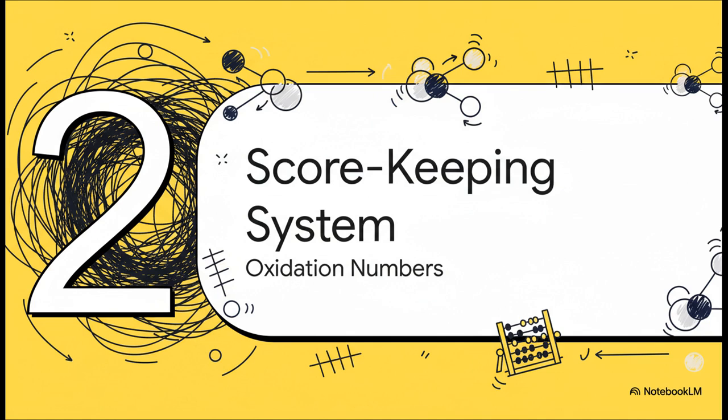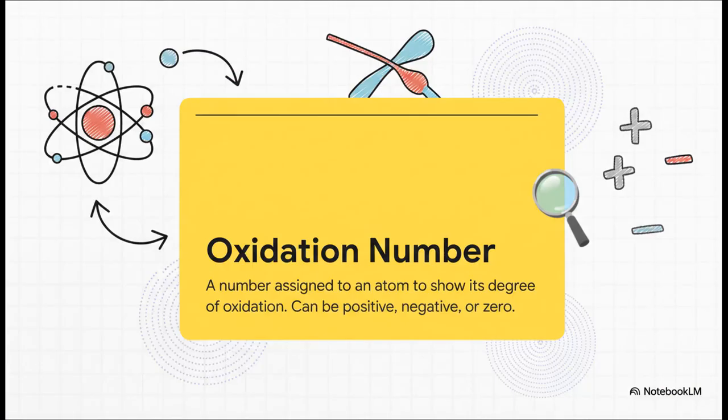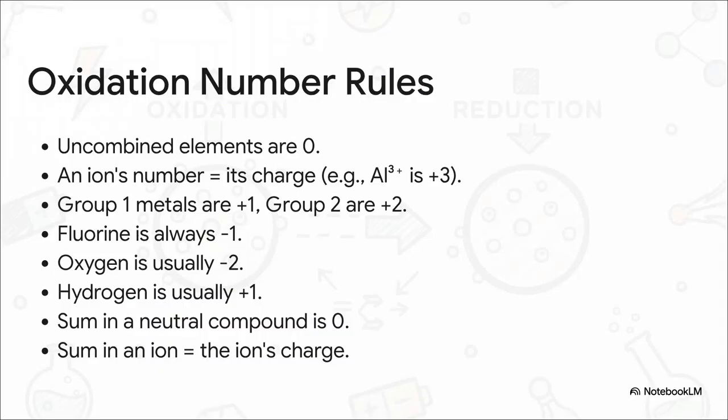Well, for that, chemists came up with a really clever scorekeeping system. And that system uses something called oxidation numbers. Think of it like a pretend charge that we assign to an atom. We basically imagine that all the bonds are perfectly ionic, even when they're not. It's a neat little trick that lets us see where the electrons are hanging out and track how they move during a reaction.